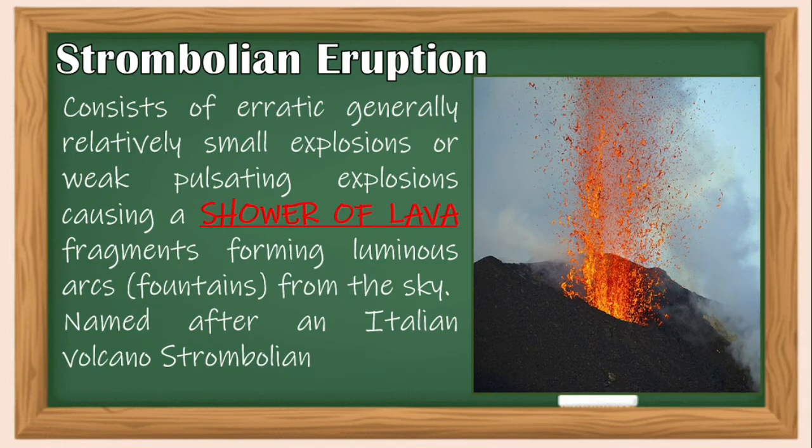First is Strombolian eruption. This type of eruption consists of erratic, relatively small explosions or weak pulsating explosions causing a shower of lava fragments forming luminous arcs in the sky. It is named after an Italian volcano, Stromboli.